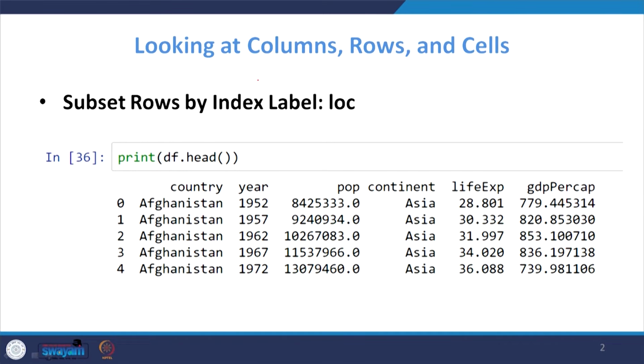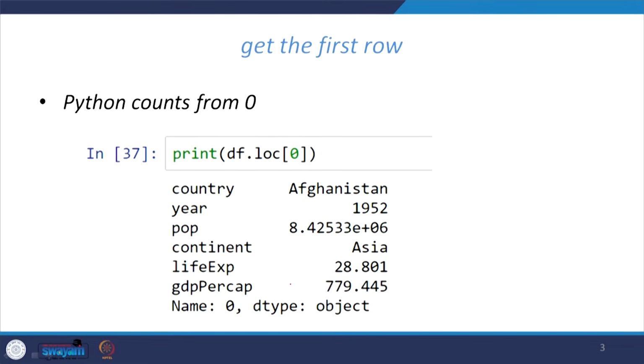When you look at this, see print df dot head. When I use this command, I am getting the first column says 0, 1, 2, 3, 4, then country, year, population, continent, life expectancy, GDP per capita. Suppose I want to get the first row. As we know, Python counts from 0. If you want to know the first row, you type print df dot loc, it is a location, in square bracket 0. When you do that, you will get the details which are there in the first row.